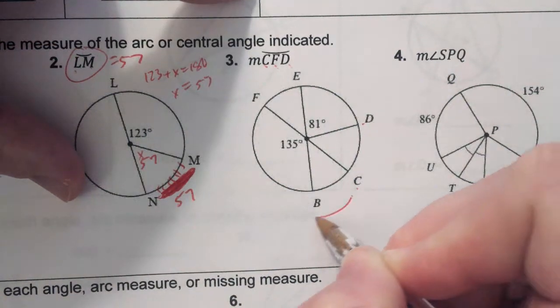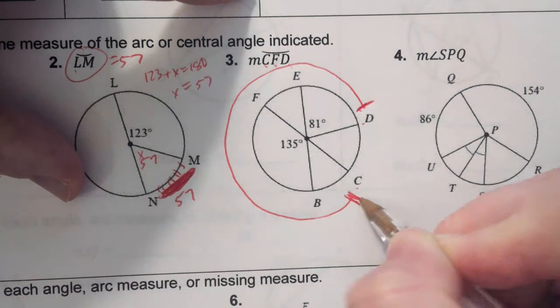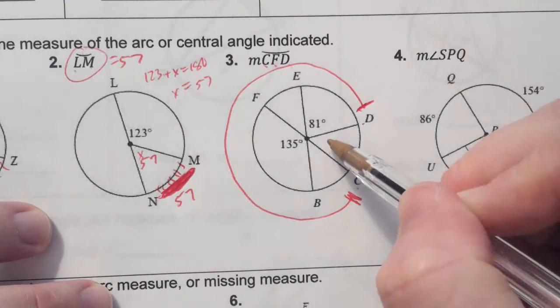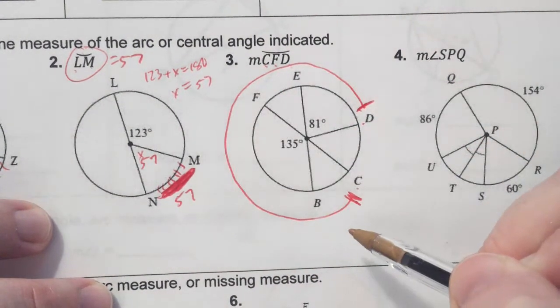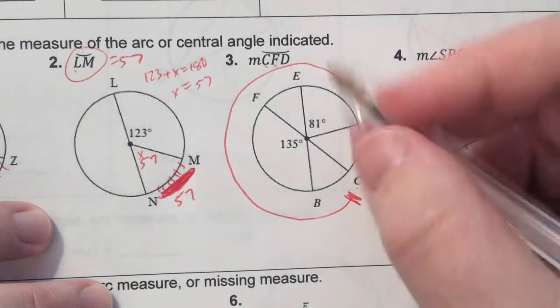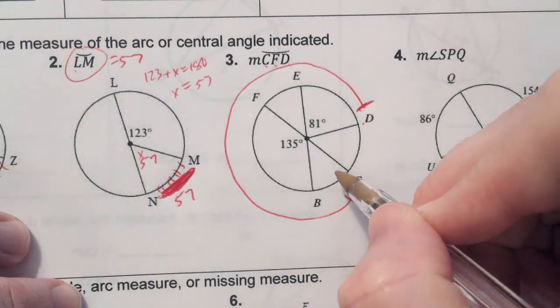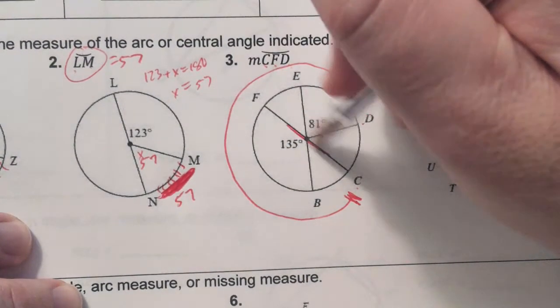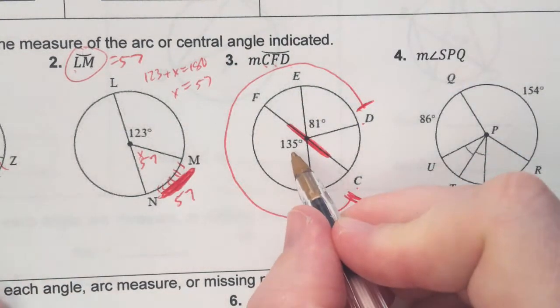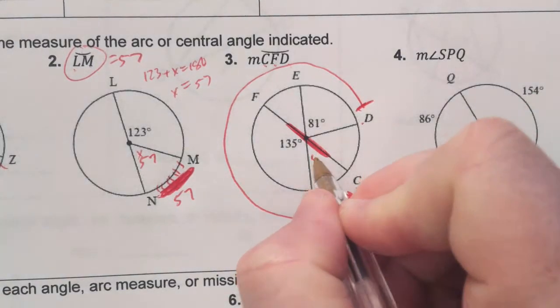So I want CFD. All of this. This is what I want. So basically, I want everything but this. Okay, so let's think about this for a second. I just need to find all these little angles. Well, I know that this is a straight line. So if this is 135, what's left over? So 180 minus 135, this would have to be 45 degrees.